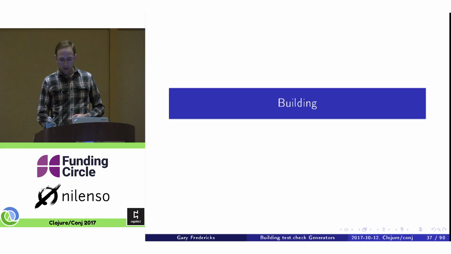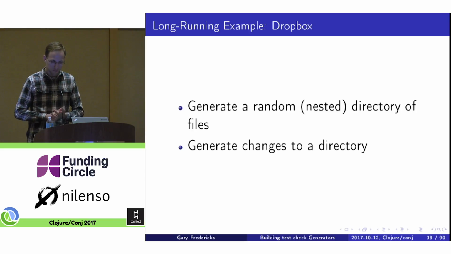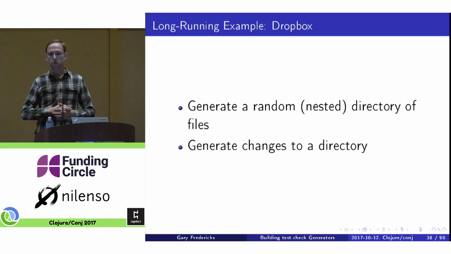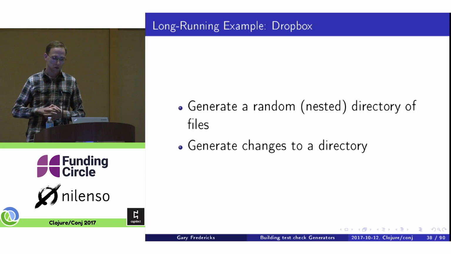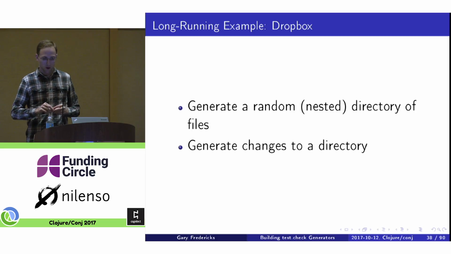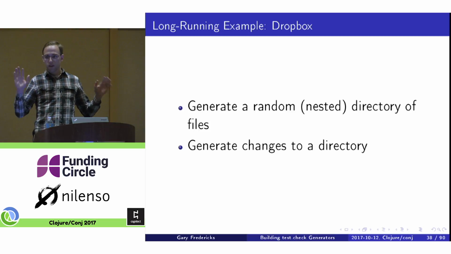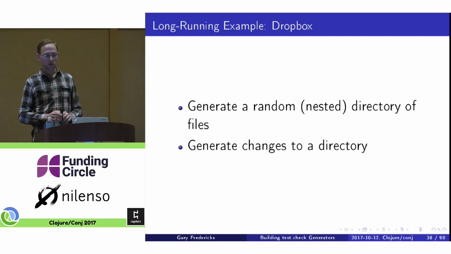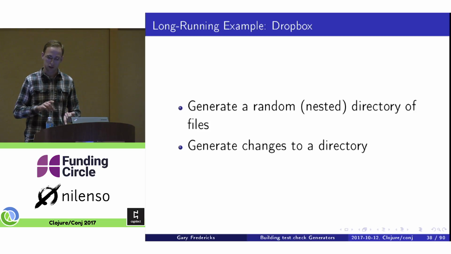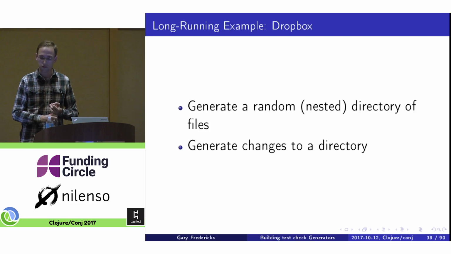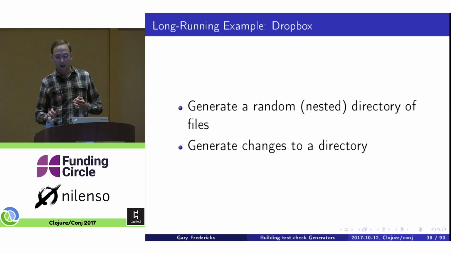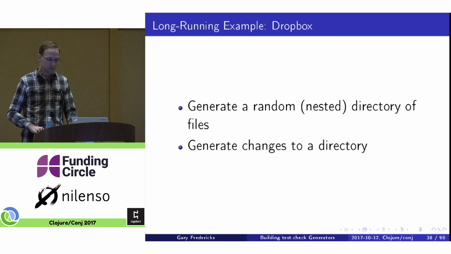So our next section, this is going to be the big example. This example is inspired by Benjamin Pierce's keynote from 2 years ago, where he talked about testing a Dropbox-like system. I'm not going to worry about the mechanics of how you test something like that. I'm just going to think about what things you might want to generate if you were doing something of that sort. So let's say we want to generate a nested directory of files and some changes to that directory.